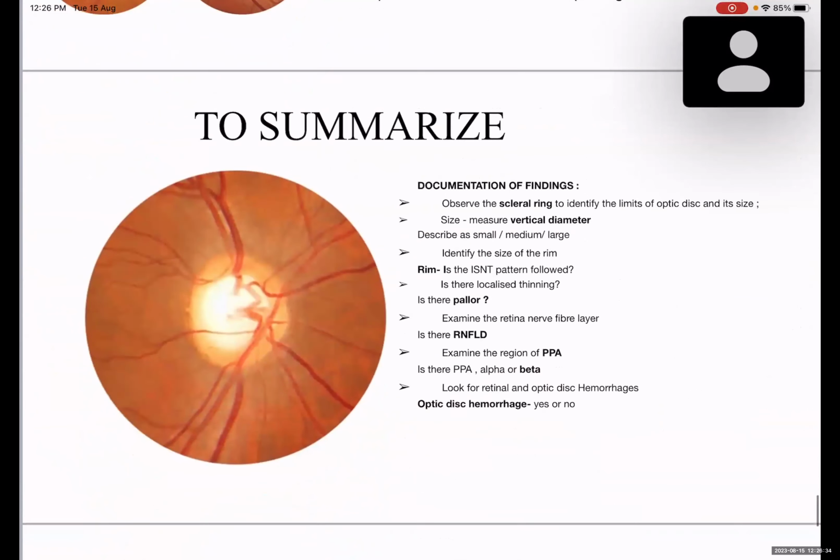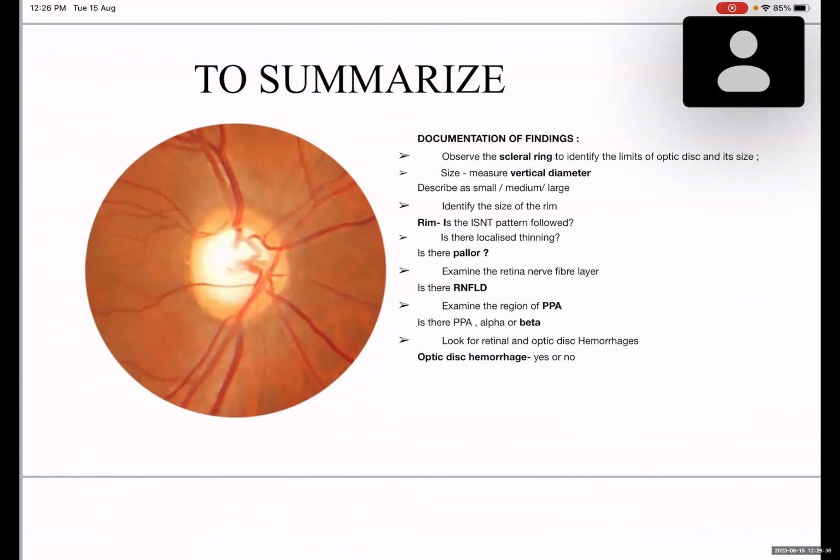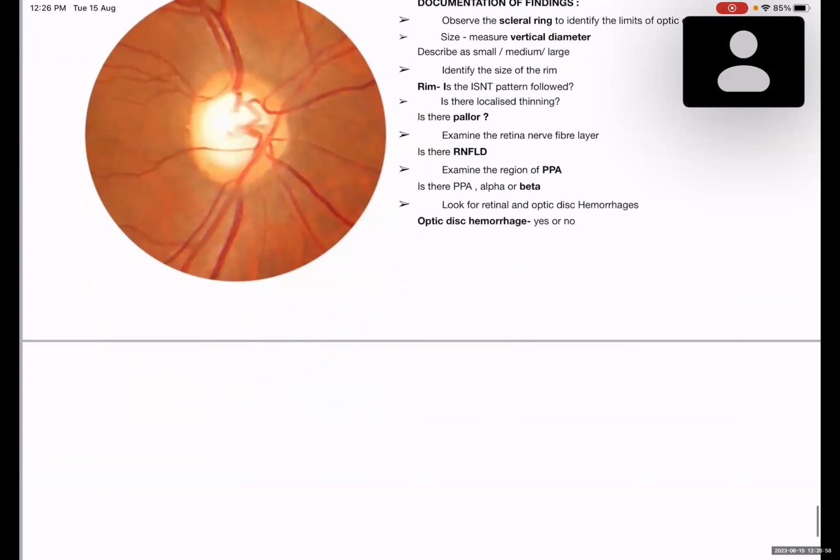To summarize, documentation of findings. First, observe the scleral ring to identify the limits of optic disc and its size. Size: measure the vertical diameter. Describe whether it's small, medium, or large. Then identify the size of the rim. Rim: is the ISNT pattern followed? Is there any localized thinning? Is there any pallor? Examine the nerve fiber layer for any defect. Examine the parapapillary area. Look for retinal and optic disc hemorrhages.